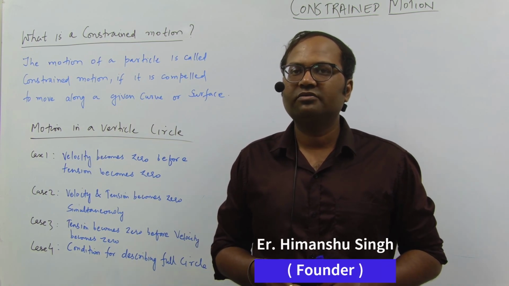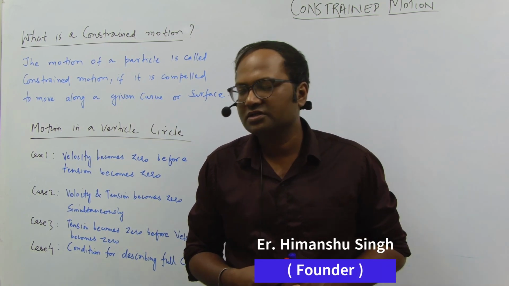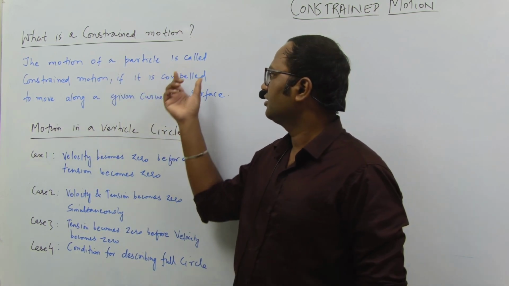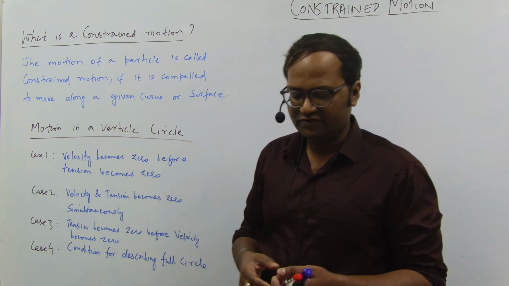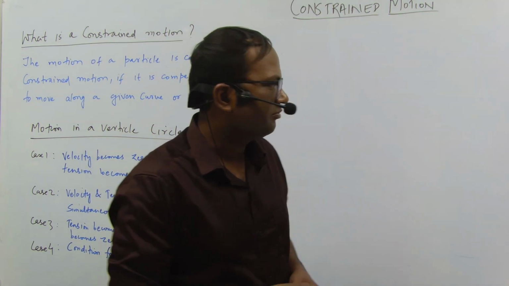In this particular lecture, we will discuss constrained motion. So what is constrained motion? The motion of a particle is called a constrained motion if it is compelled to move along a given curve or a surface. Okay, so let us take an example.